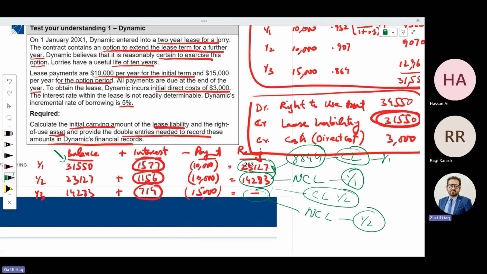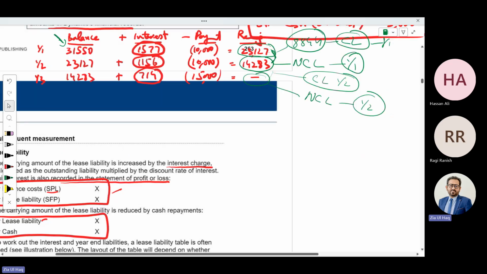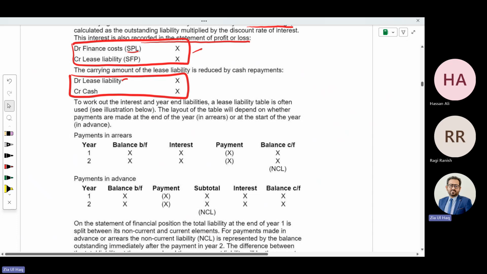This is a little bit complicated. Can you understand this, how the liability will be calculated? The balance brought forward, meaning the initial balance. In that we need to add interest and subtract the payment. So this will be the ending balance of the liability. Ending means that it will be recorded in the balance sheet. But this balance should be divided into non-current liability and current liability. Non-current means that we need to pay in more than 1 year.